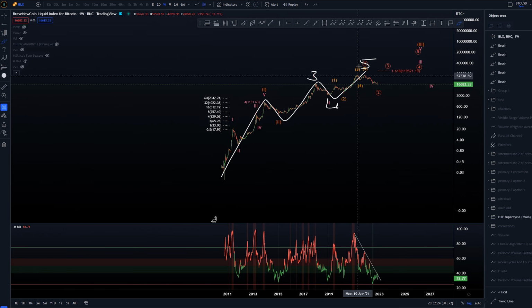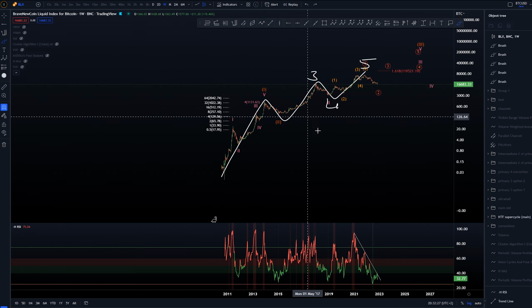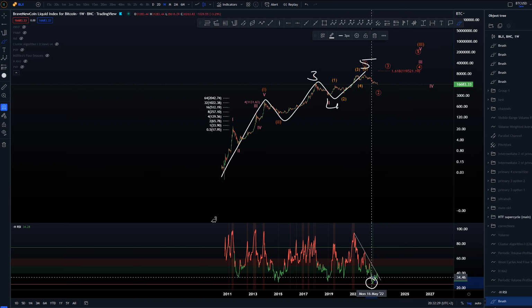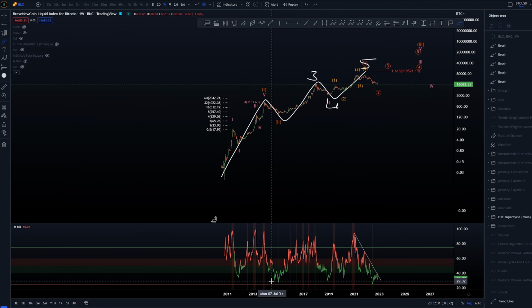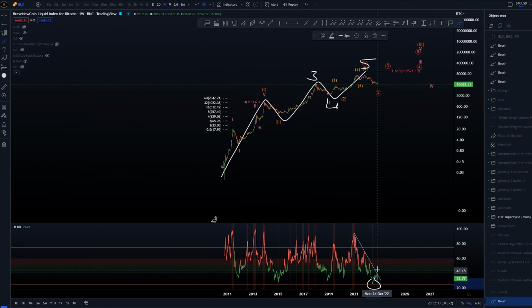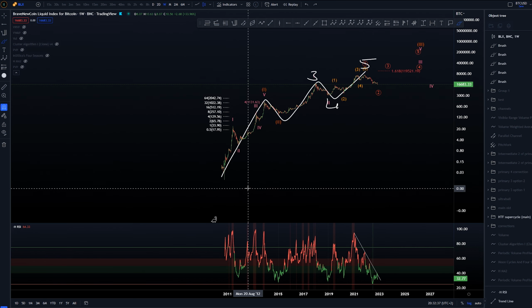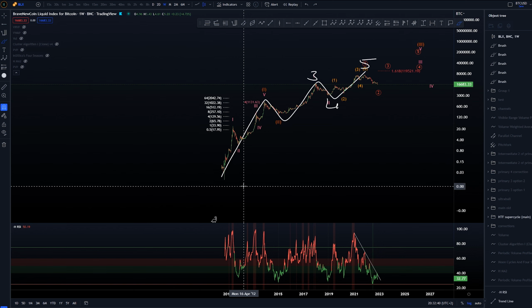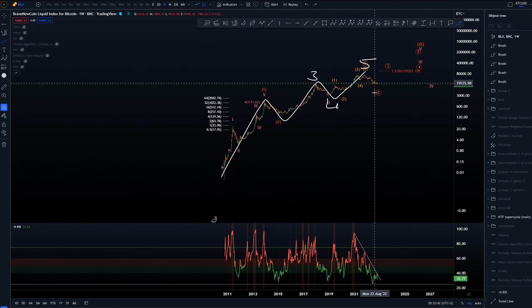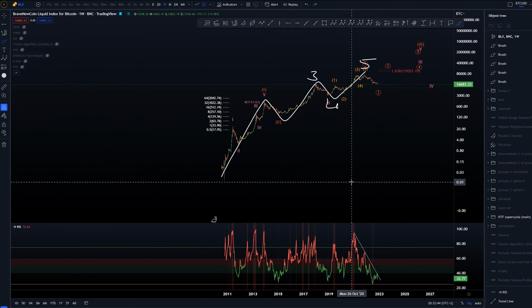The good thing about this count is that we have already broken this low, or broken the previous lows. And this is actually the only thing that fits into this count, unfortunately. But that is the case. And that might be some kind of reality at some point.